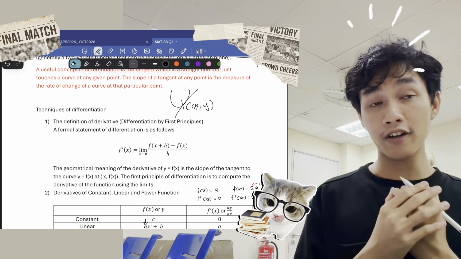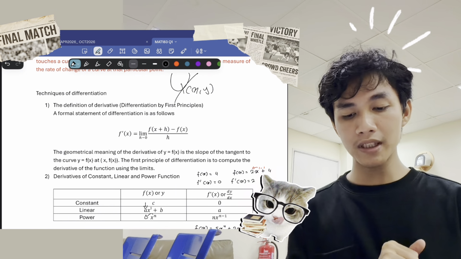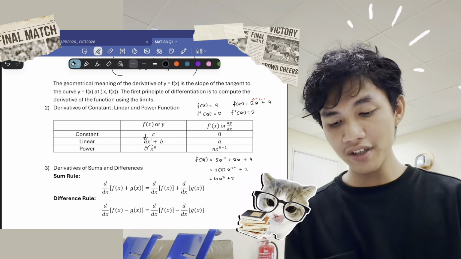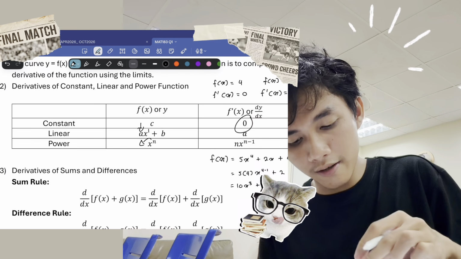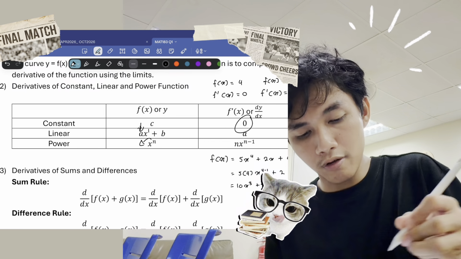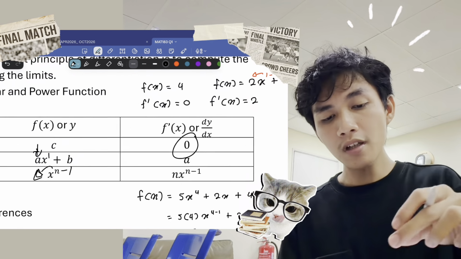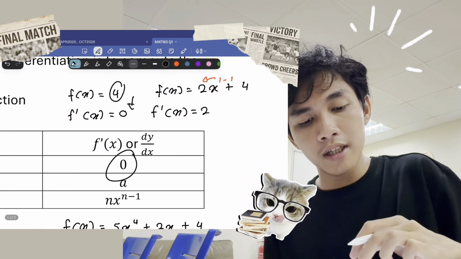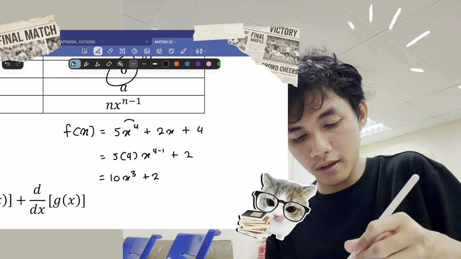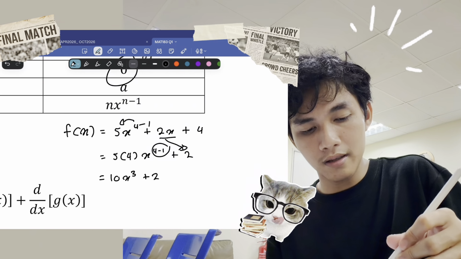There are various techniques of differentiation, so we just go through what we learned. The first one is the definition of derivative, which we commonly call first principle. This is the formula used to find the differentiation by first principle. The next one is the derivative of a constant, linear, and power function. When there is a constant, it becomes 0. When there is a linear term, it just goes with the coefficient. For a power function, the power goes to the front and the power is subtracted by 1. So this is the example: the constant becomes 0, the power goes down in front and minus 1, and the linear term stays while the constant becomes 0.